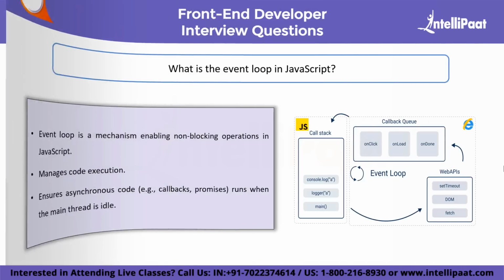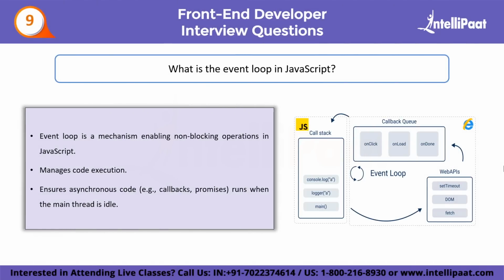Our next question is, what is the event loop in JavaScript? The answer to this question is, the event loop manages asynchronous tasks, ensuring that your JavaScript code can handle multiple tasks efficiently without slowing down the user interface, which makes your web applications responsive and smooth. Here is how it is done.